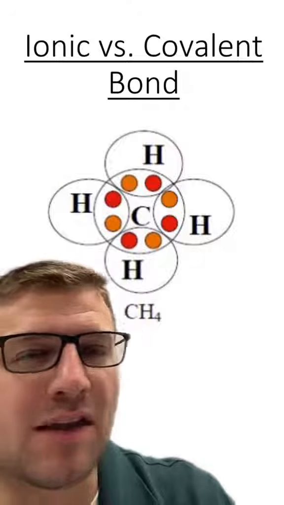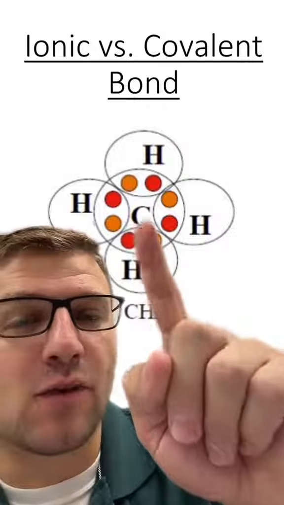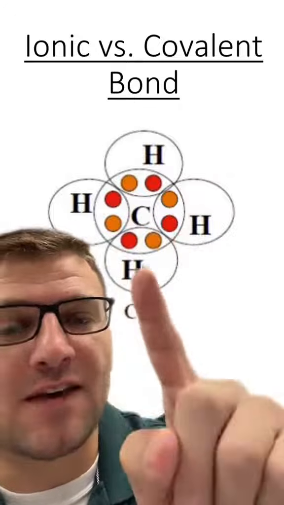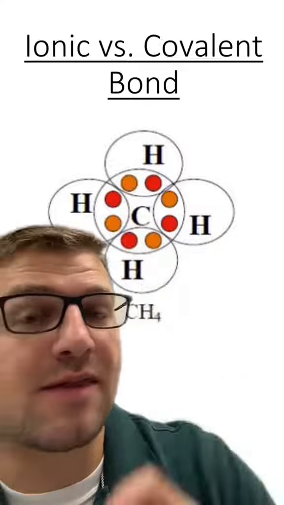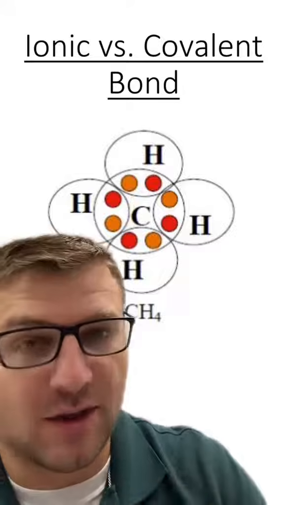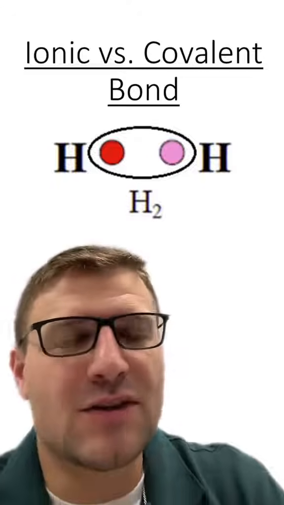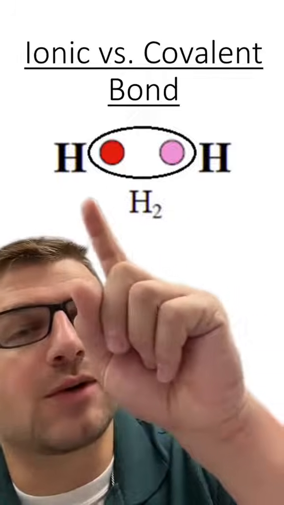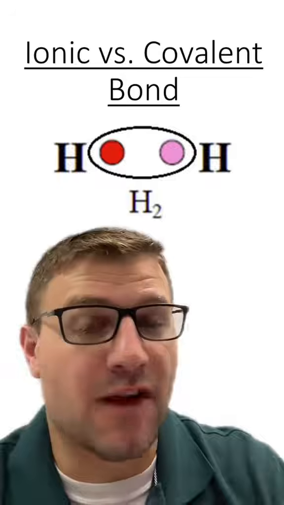What about this molecule? Is it showing an ionic or covalent bond? Since carbon is sharing 4 electrons with these 4 atoms of hydrogen, and the same with these hydrogen atoms sharing their 1 electron with carbon, these are examples of covalent bonds. What about this molecule? Is this showing an ionic or covalent bond? So technically, hydrogen is actually okay with only having 2 electrons in its orbital. So this is showing a covalent bond.